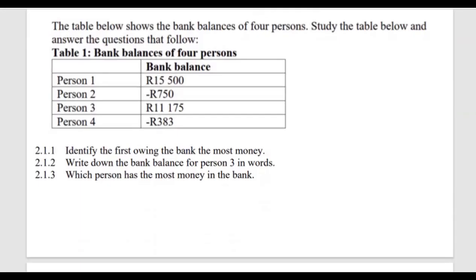The table below shows the bank balance of 4%. Study the table below and answer the questions that follow. Remember, I told you this, it's almost 0. This is almost 0. However, this one is better than this one here. You understand? This one is better than this one. Okay, identify the first person owing the bank the most.